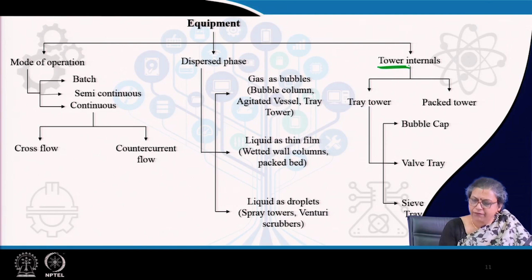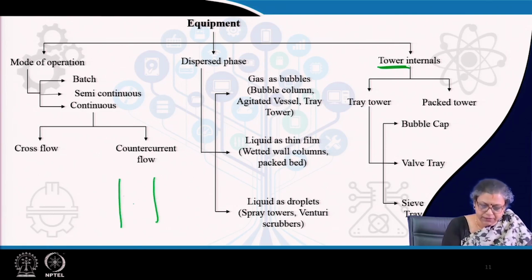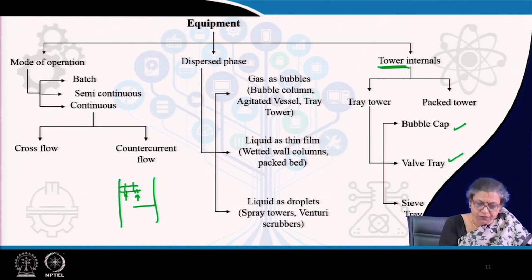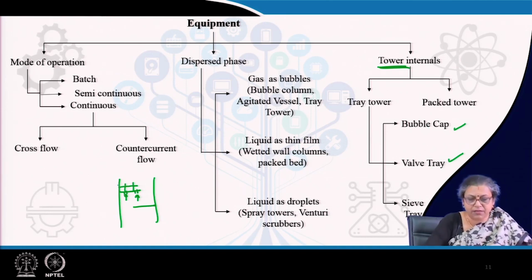For example, we can have tray towers where within the tower there are a large number of trays which are fitted, and in these particular trays either we can have some particular perforations through which the vapor can rise and flow through the liquid, bubble through the liquid. It can also happen that these perforations are fitted with some attachments, namely bubble caps and valve trays, which are the common sort of attachments. We will be discussing these. They are just to reduce the size of the bubbles and to enhance the mass transfer.